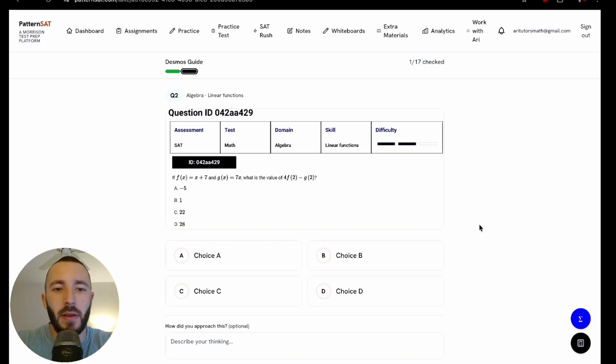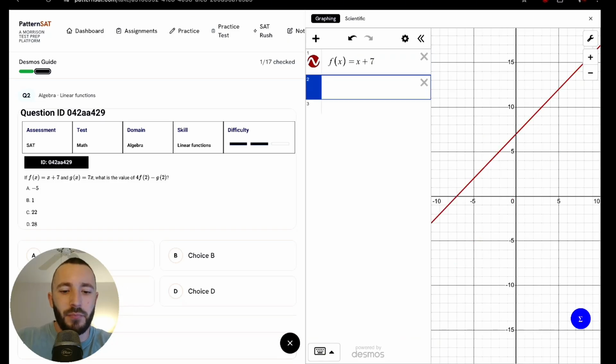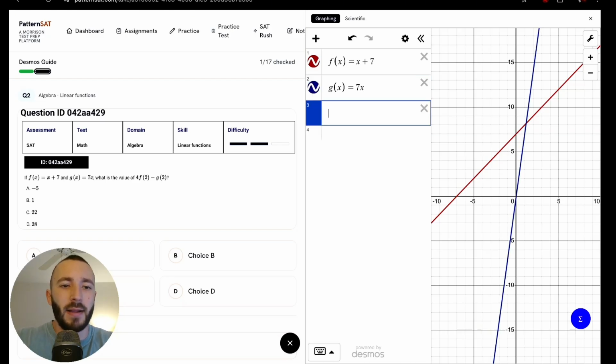If f of x equals x plus 7 and g of x equals 7x, what is the value of 4 times f of 2 minus g of 2? This one is so easy, it's crazy. I'm going to type f of x equals x plus 7. G of x, I'm literally just typing in exactly what they have here, 4 times f of 2 minus g of 2 equals 22.